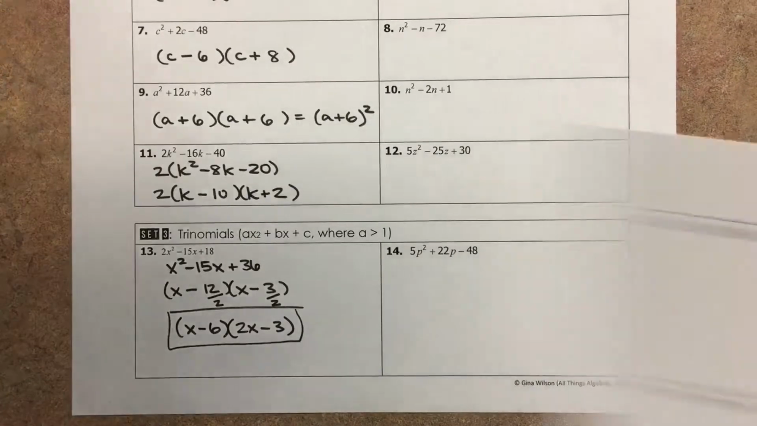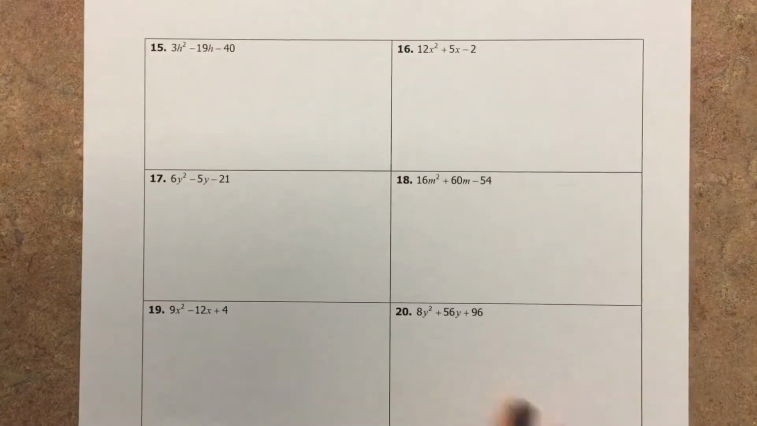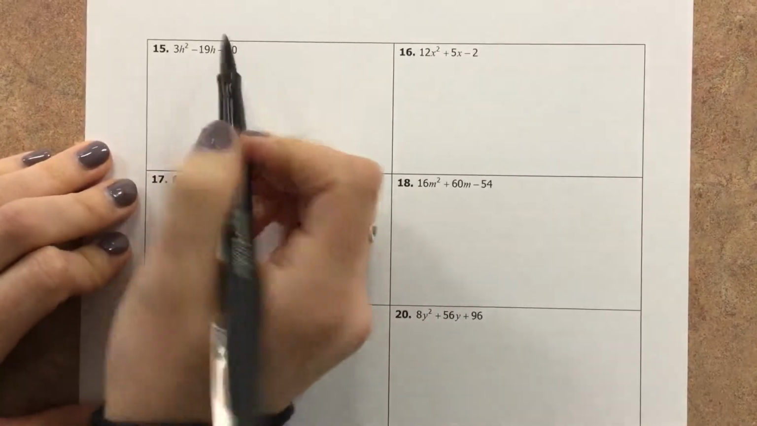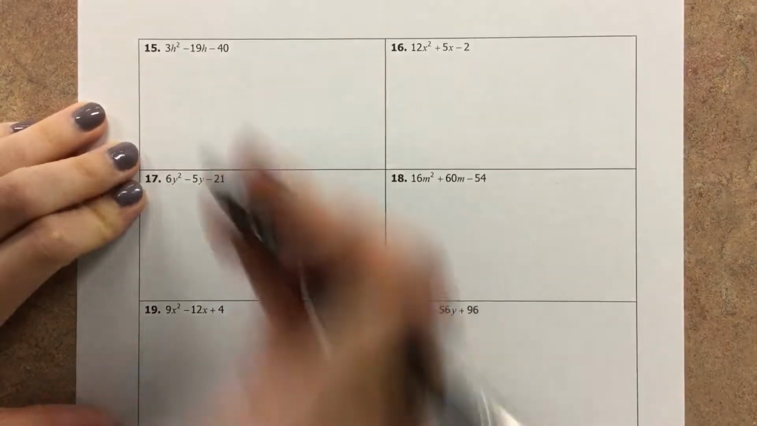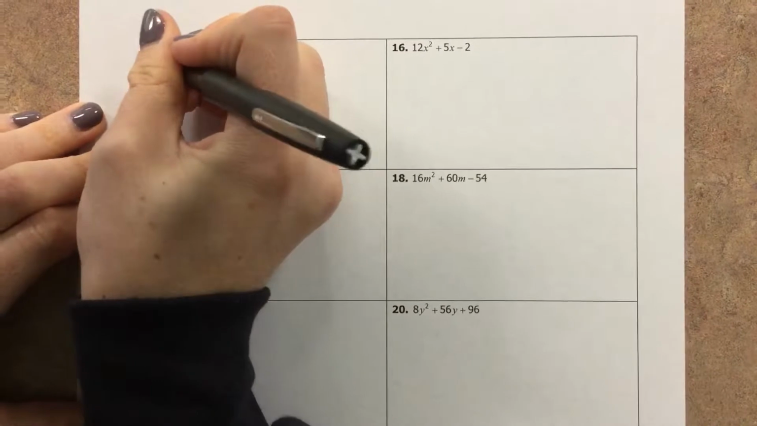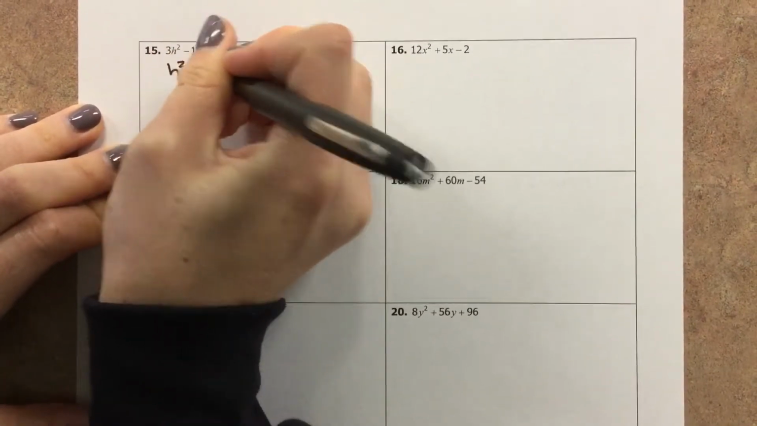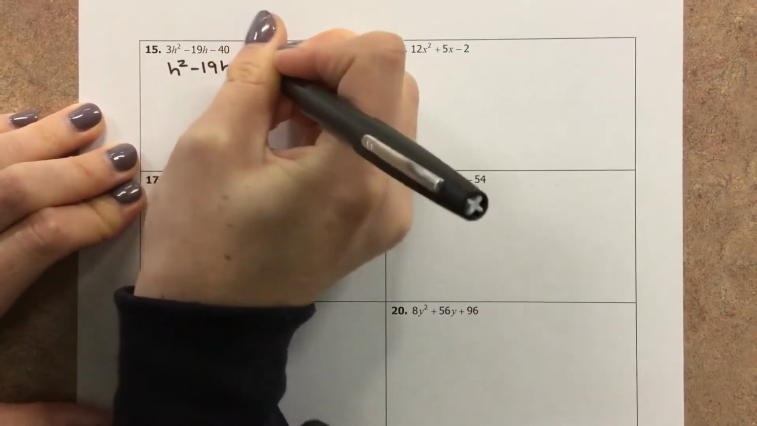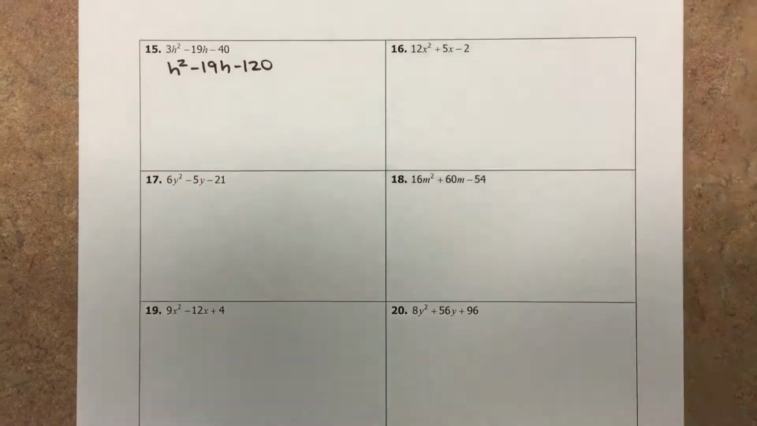Okay, we've got a few more of these on the next page. So let's jump to 15. So slide, divide again. Look for a GCF first. 3, 19, and 40. There's nothing they all have in common. So I start with my slide. So the 3 slides down, it multiplies by the 40. So negative 40 times 3 would be a negative 120.